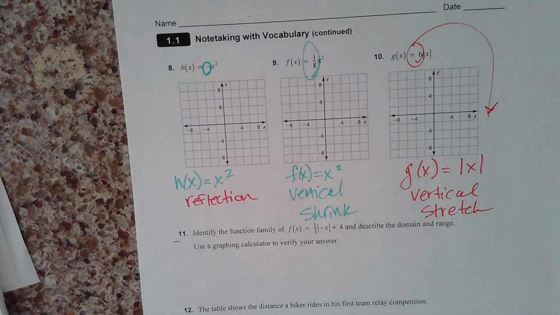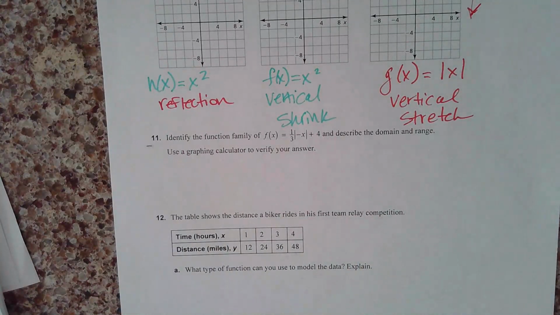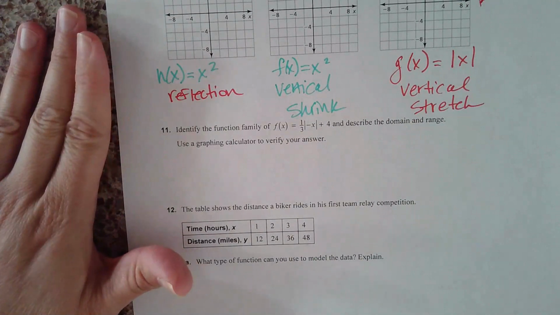Eventually what we're going to look at is something like number 11. Number 11 says identify the family of functions. In other words, is it constant, linear, absolute value, or quadratic? And then describe the domain and range. It also asks you to use your graphing calculator to verify your answer. So on this one, again, first let's start with the family.